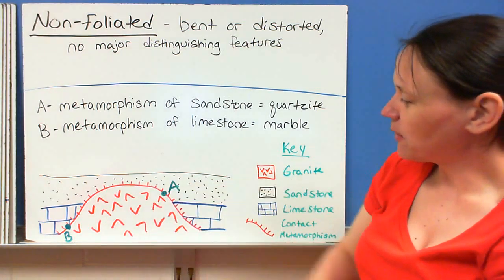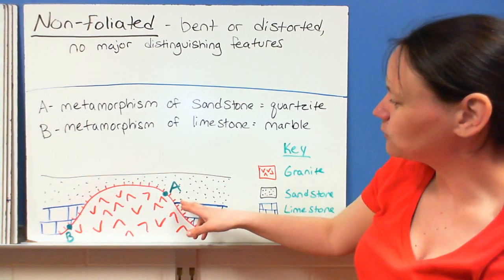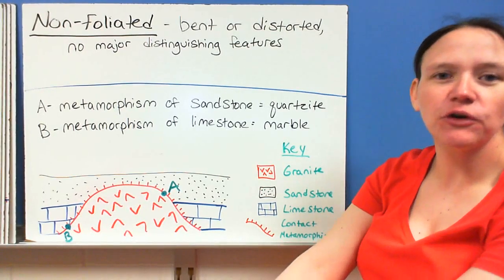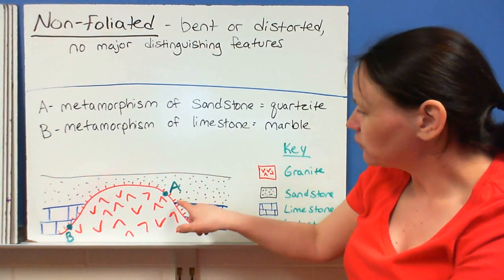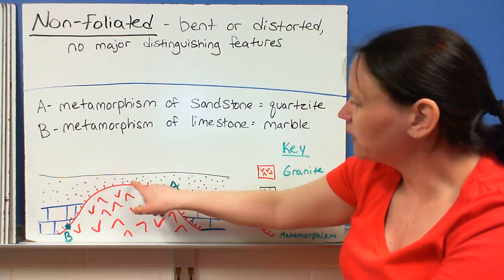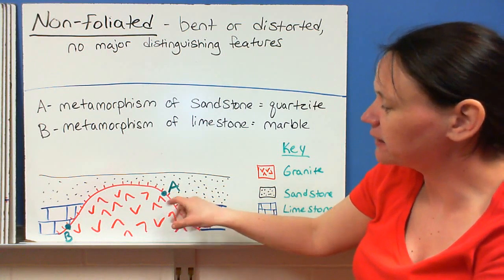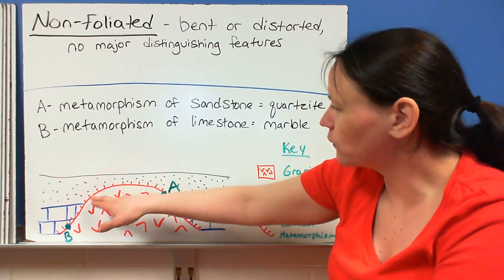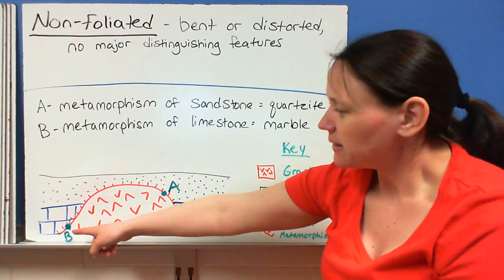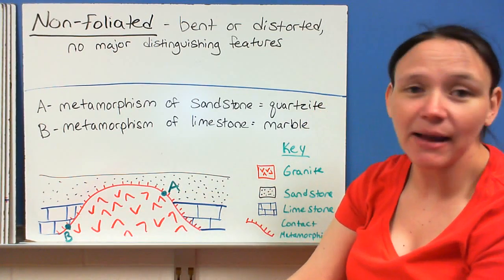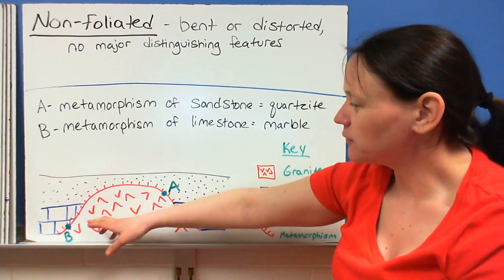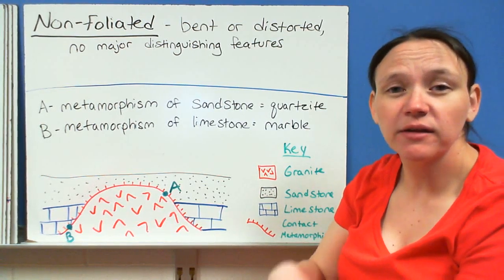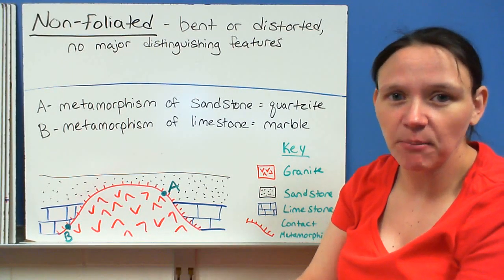When this intrusion came up through, it made contact with the sandstone. When you add heat and pressure to sandstone, you're going to end up with quartzite, which is a metamorphic rock. So all along that area where there was sandstone, that sandstone was heated and some pressure was added to it, and that created this zone of quartzite. If you look at B, it's touching some limestone. So when this intrusion came up through the limestone, along that whole border, when the limestone underwent heat and pressure, it became marble.